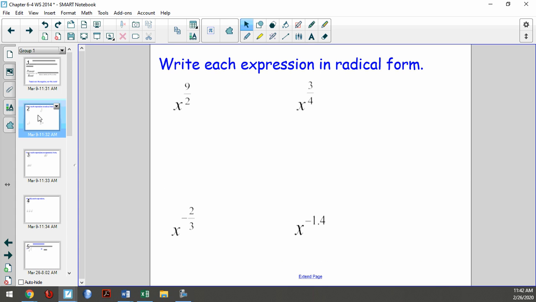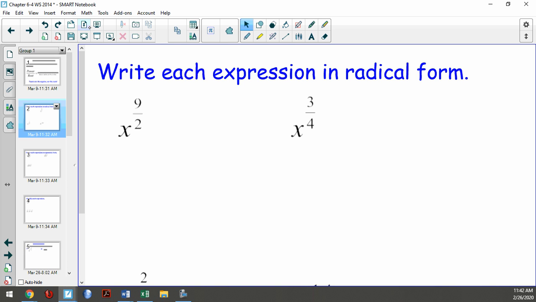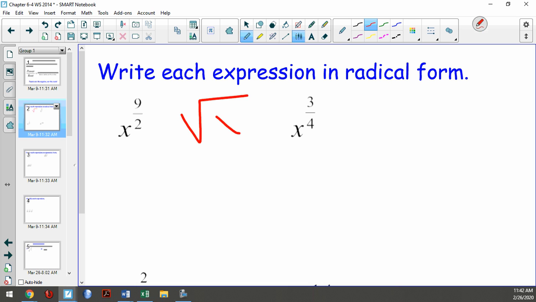So here we go. I want to take these problems and I want you to write them as radicals. So I'm going to eliminate the fractional exponent. Very first thing I want you to do is write the square root symbol. What is the base of this problem? X is the base. The base goes inside. What is the numerator of this fraction? 9 represents the exponent that is going to go on the inside with the x. What is the denominator of this exponent? It is a 2, and that is the root, and that goes here.